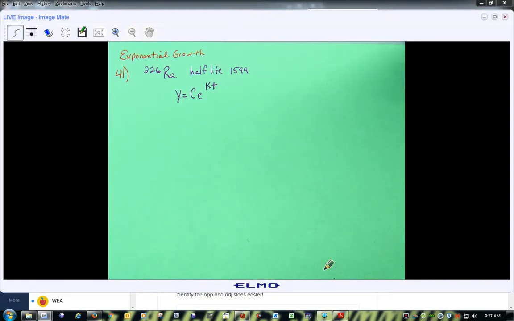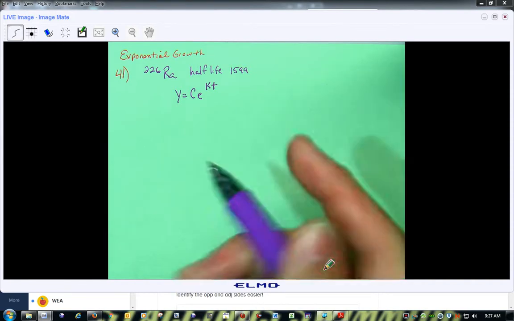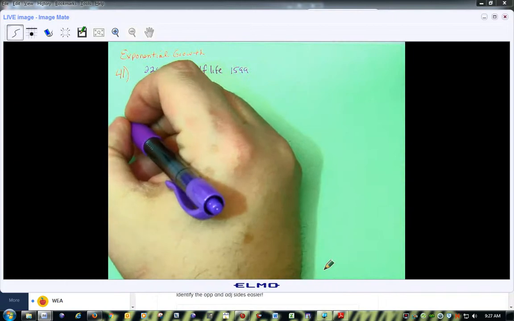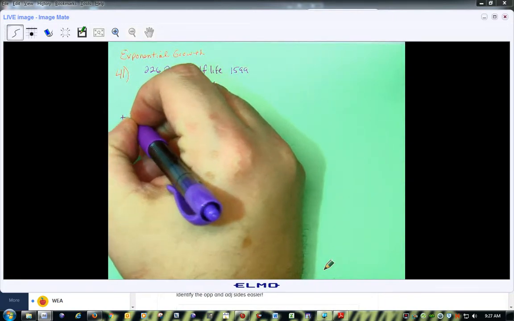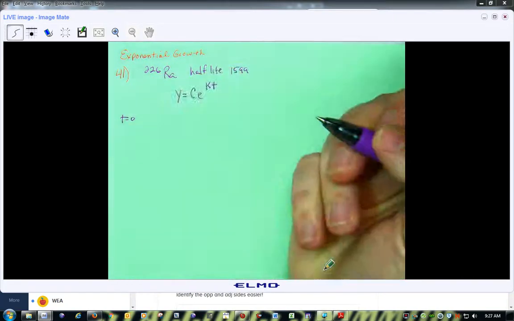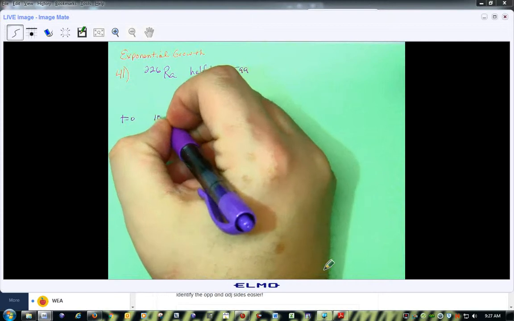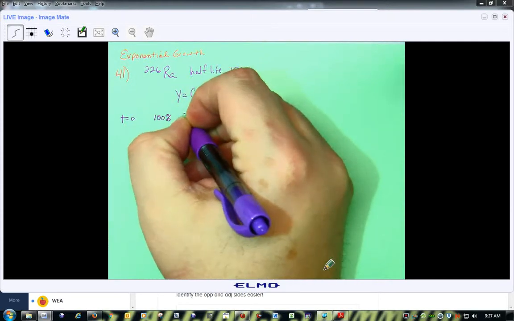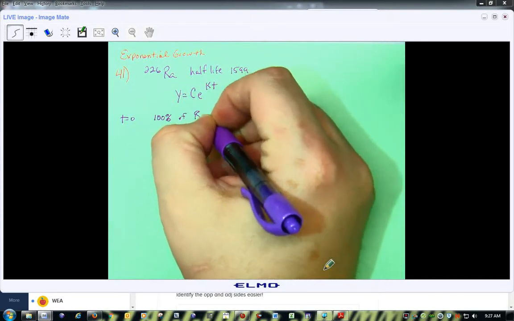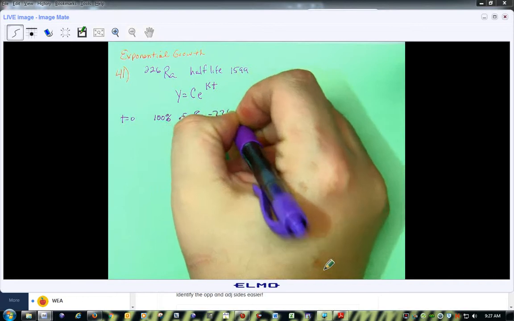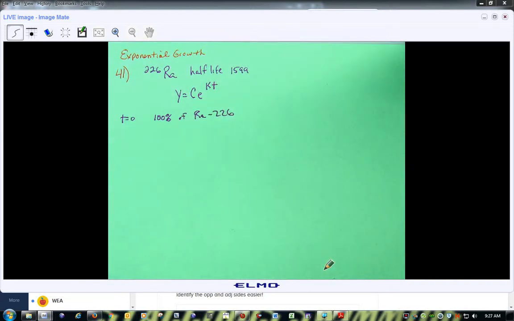Now, do we know anything else besides that? The problem says, what's the percentage 100 years later? Well, let me ask you this. At year 0, so when t equals 0, what percentage do you have? You have 100% of radium 226. That's another way you can write it.